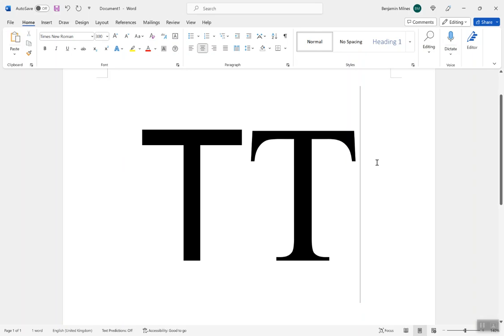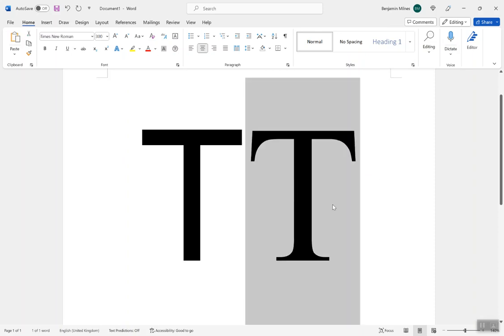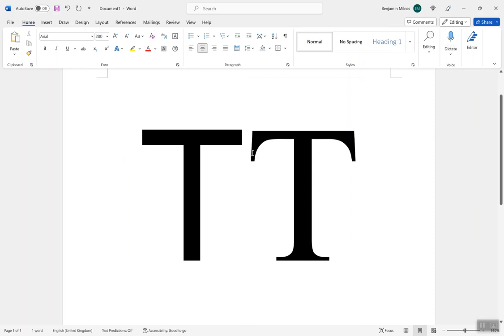And it's quite easy to see the main difference between these two letters. And that's this one here, which is in Times New Roman, has these bits on the ends of the letter form here. And those bits are the serifs.